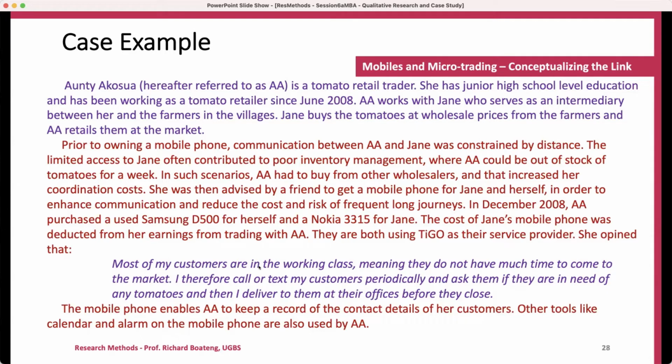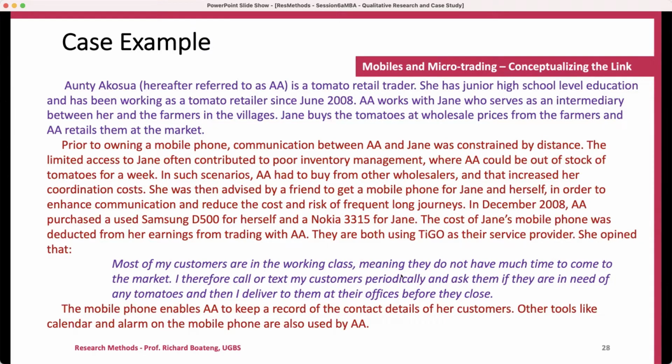Now, Jane is saying that she can text. Where can we believe her? Because she told us that she has junior high school level education. If she didn't do that, it would prompt the question: what assumption are we trying to make? Are we assuming that all market women can read and write? No.